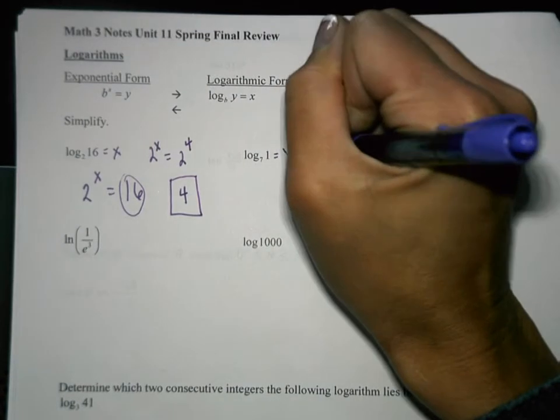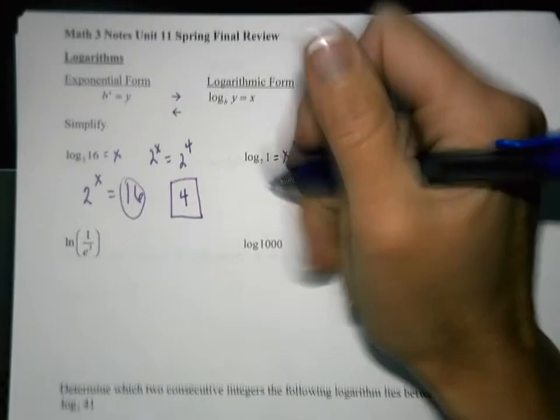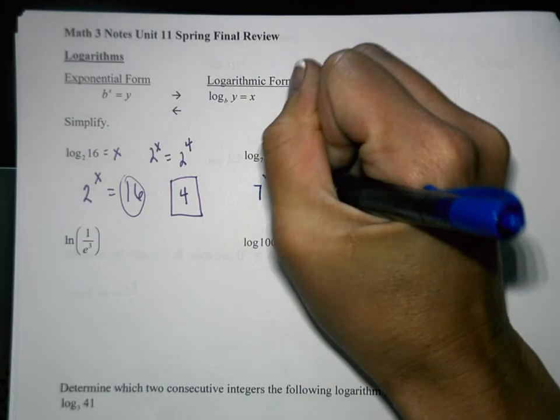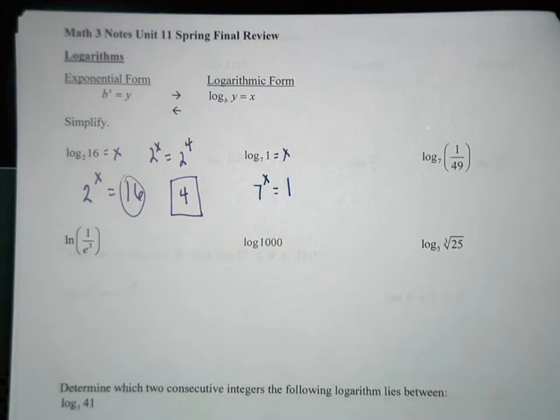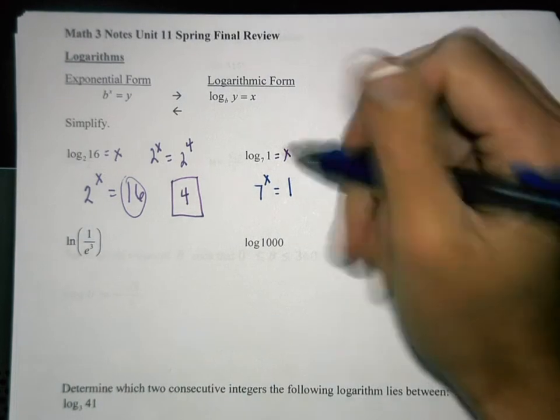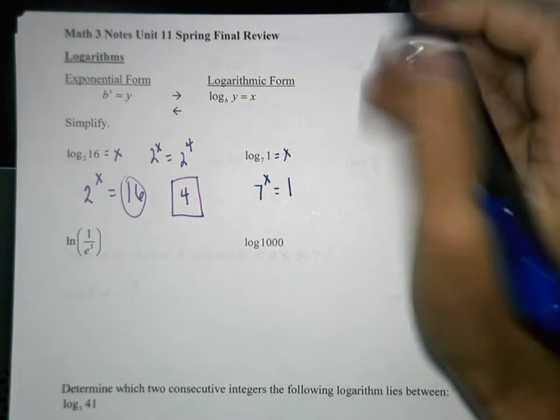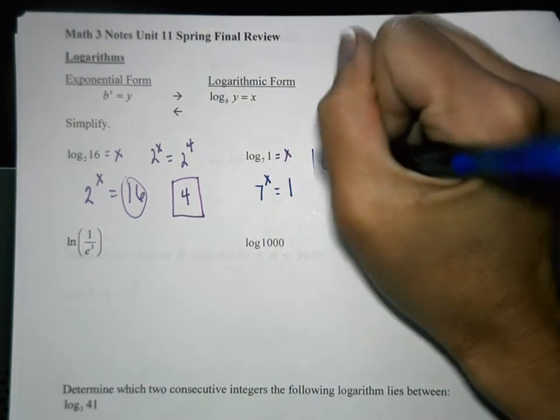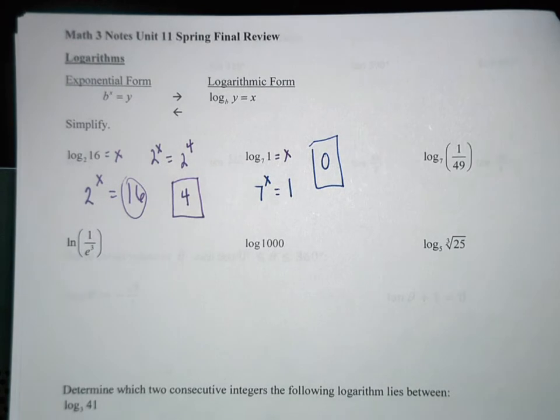The next one, we can put equals x as well. And what that is saying is 7 to what power equals 1? Well, the only way to get an answer of 1 is for the exponent to be 0. And so this answer here is 0.